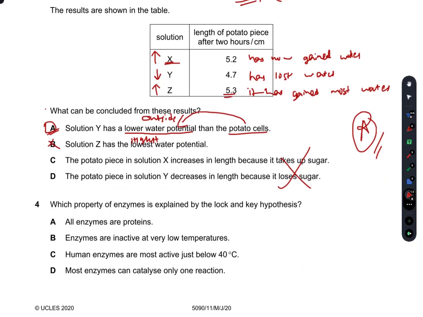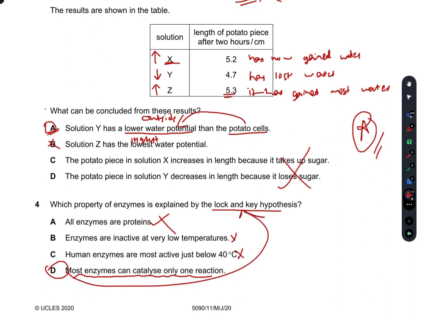Which property of enzymes is explained by the lock and key hypothesis? All enzymes are proteins. Yes, they are, but this is not an explanation by the lock and key hypothesis. Enzymes are inactive at low temperatures. This is again not an explanation of lock and key hypothesis. Most enzymes catalyze only one type of reaction. So that's what we can derive from the lock and key hypothesis. So D is the right answer.